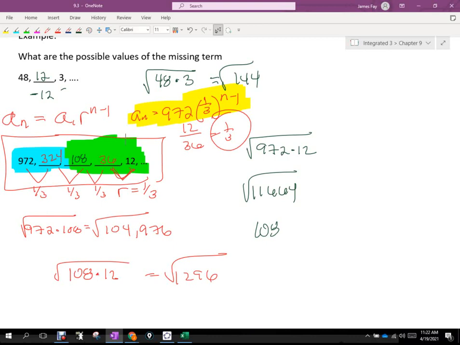I'm gonna publish a Math Excel for this section, 9-3.